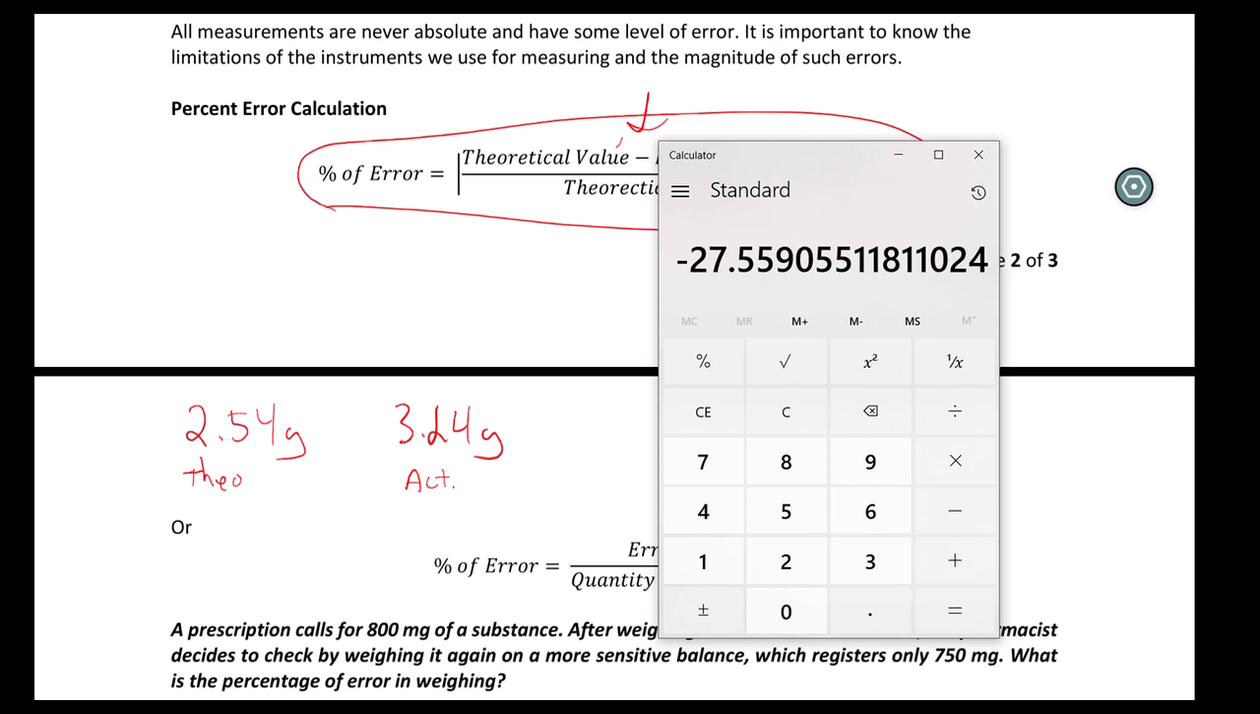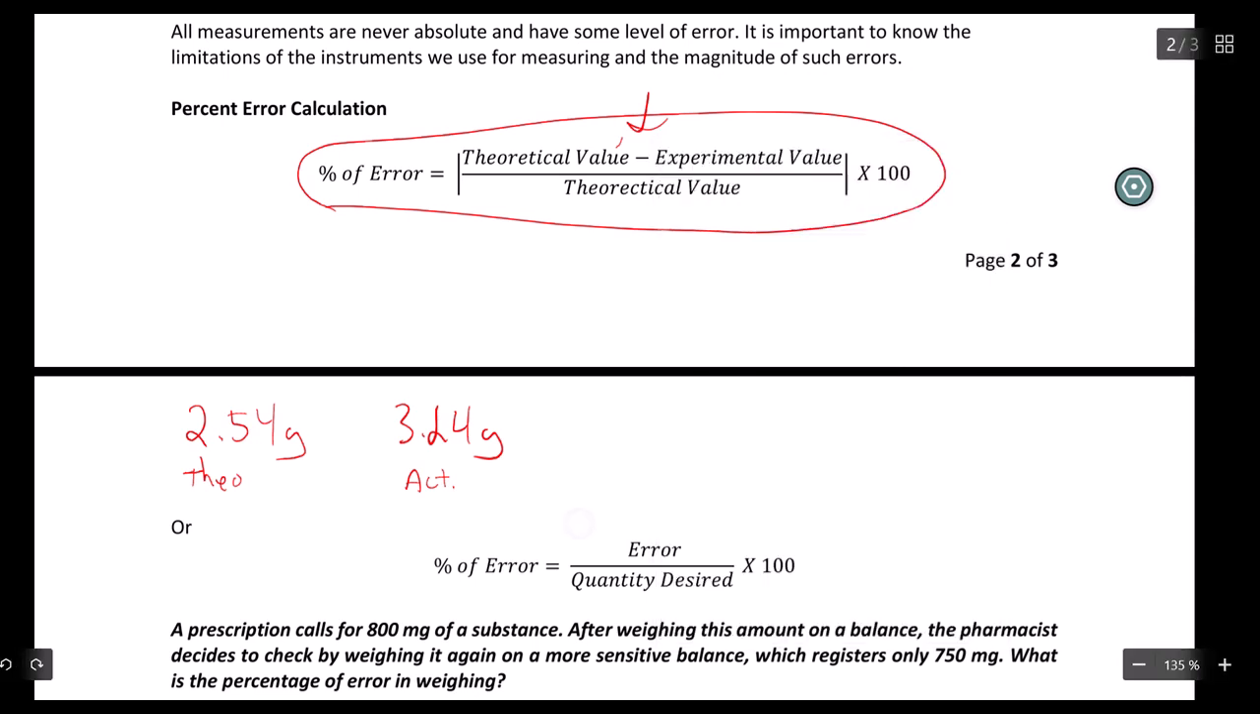I've got a 27.56% error in my weighing. Usually we like to see those errors less than 10% on a final dosage form. So 5% error in weighing, but 10% in the final dosage form.